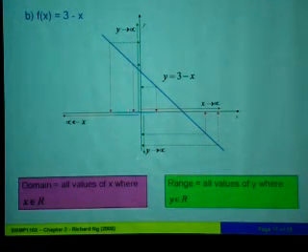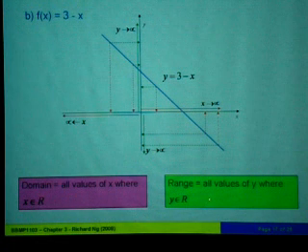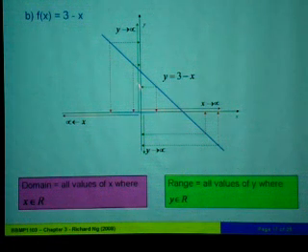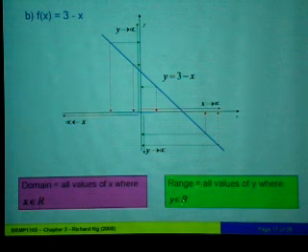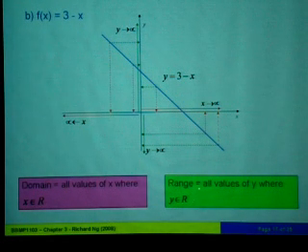Lines until infinity. There's no ending. So we can say the range for this straight line are all values of y, where y must be a member of R. Okay?